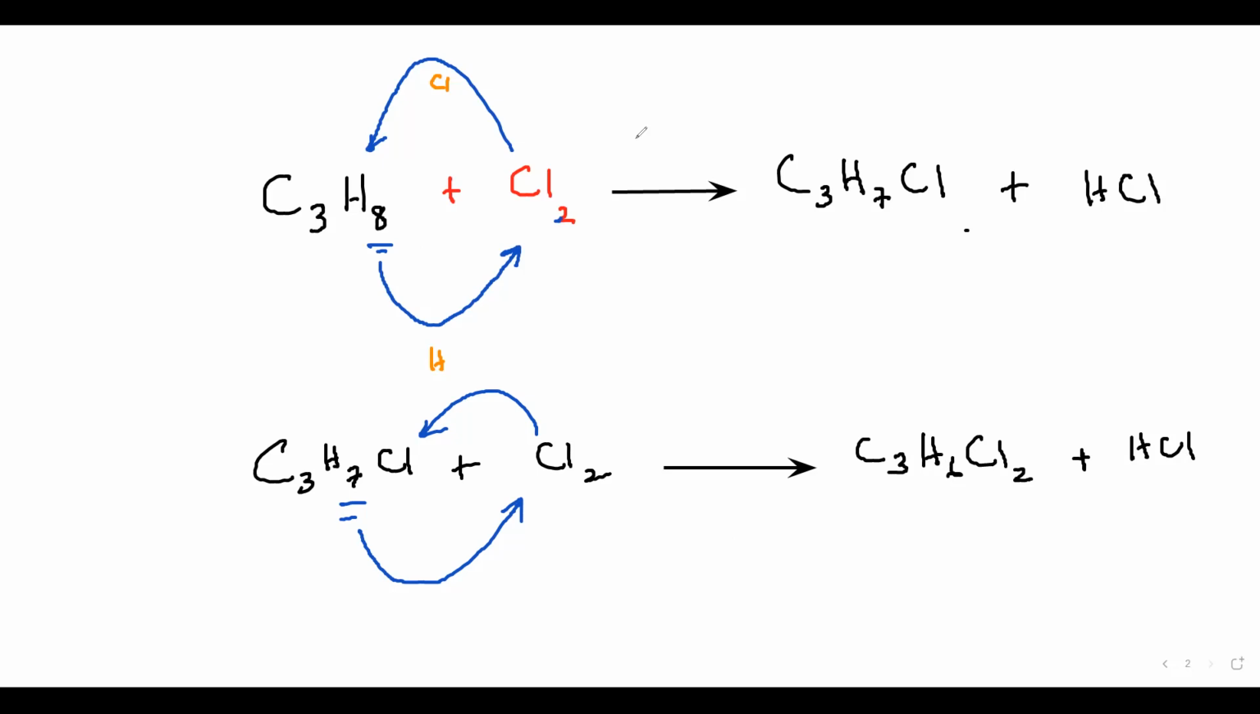So always remember, whenever alkanes react with chlorine, they will undergo substitution reaction. And it is valid for any alkane. So if we have C7H16 plus Cl2, can you state a product? What will be the product when they react with each other? What will be the final product of substitution?